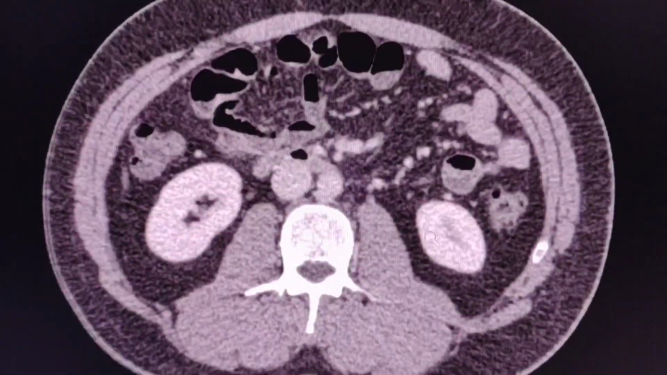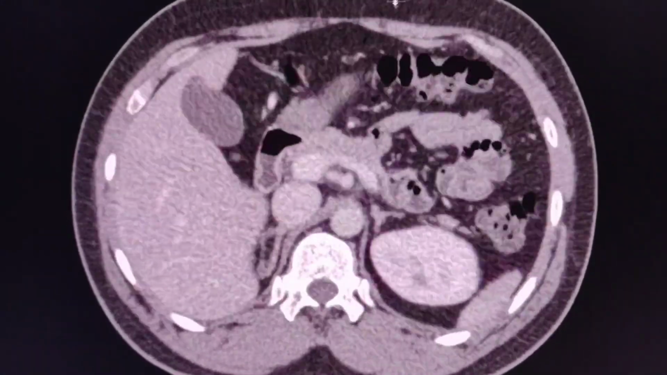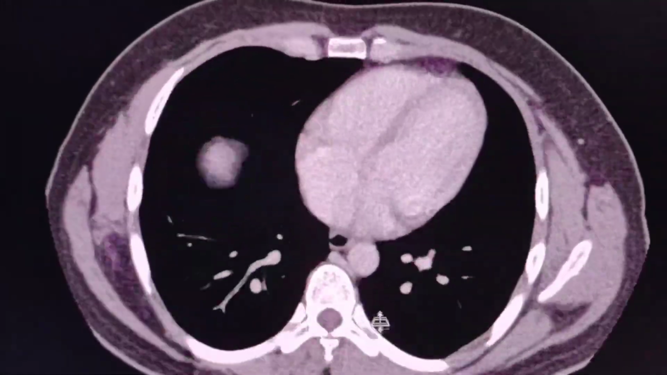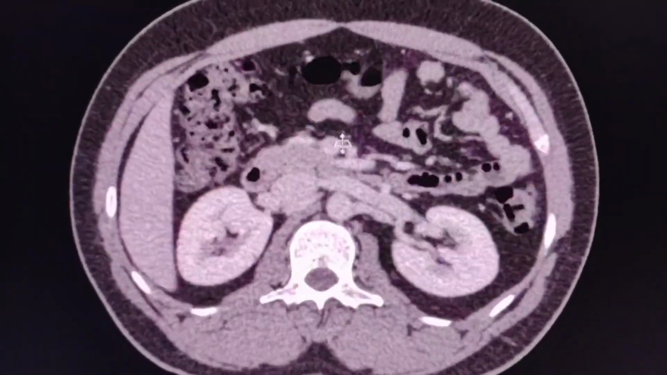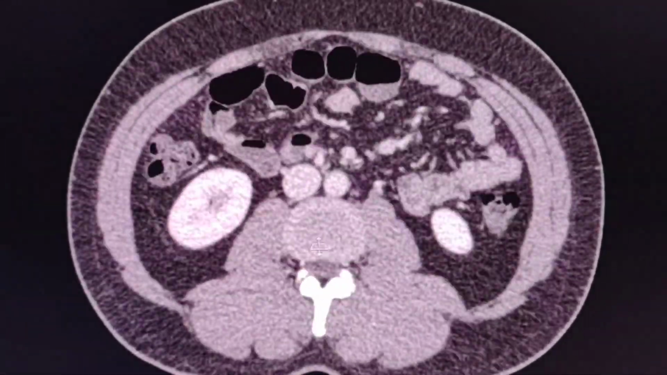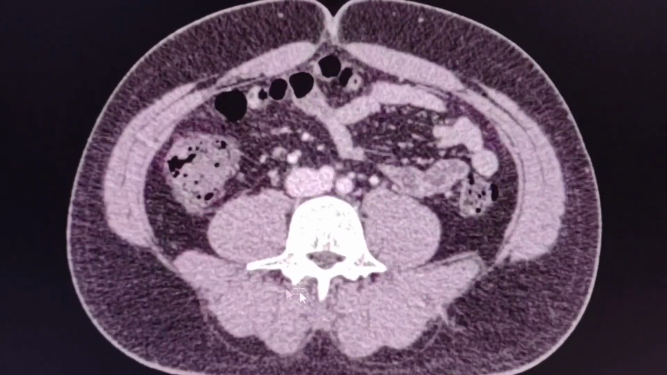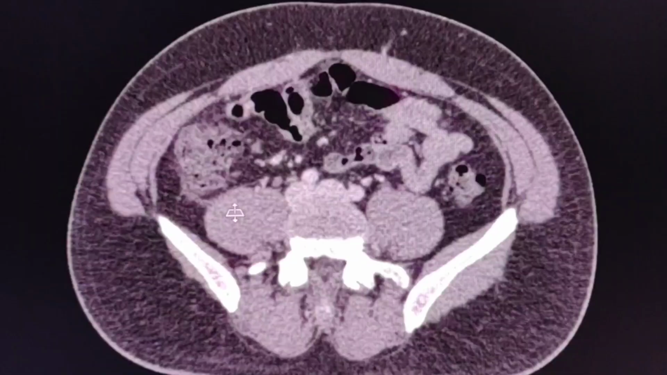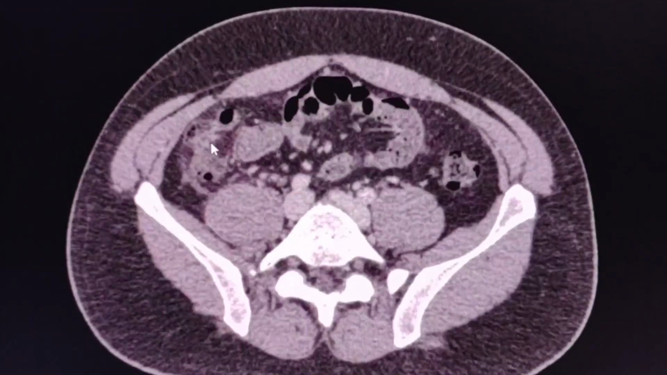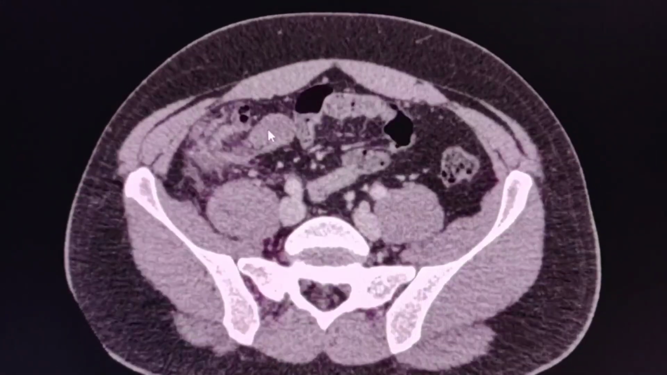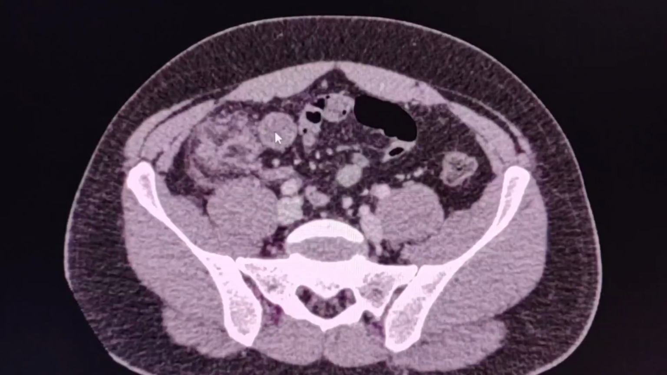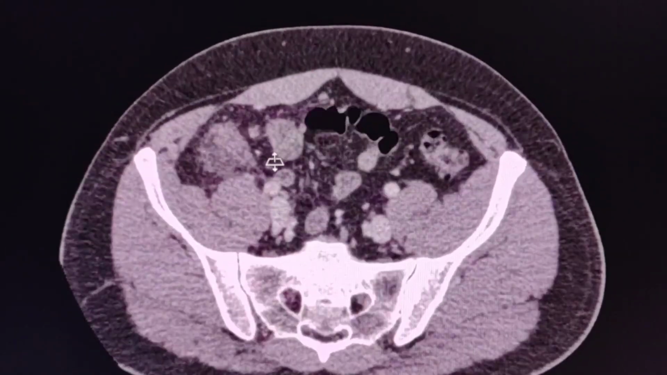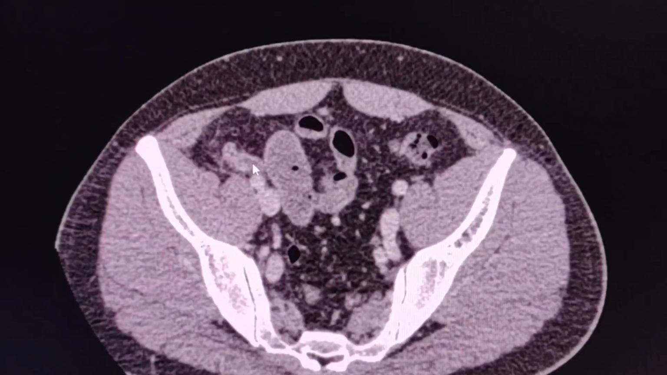There was nothing significant from the upper abdomen, the retroperitoneum and the lung bases, and as we scroll down the images we will concentrate on the right iliac fossa. Here is the ascending colon, the cecum, the ileocecal valve and the terminal ileum, and as we go down we can see the appendix.